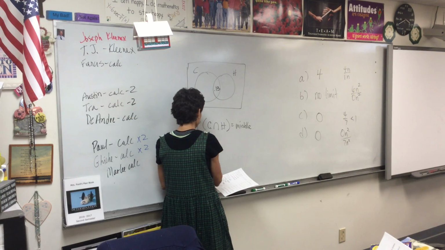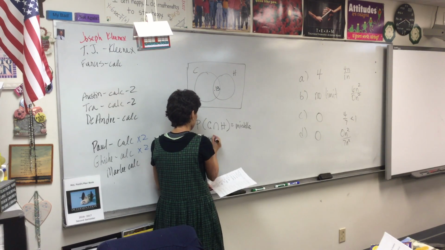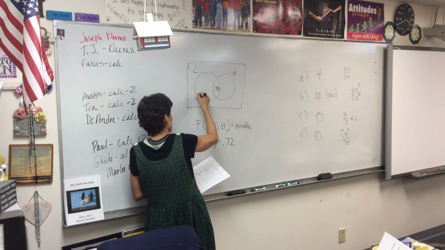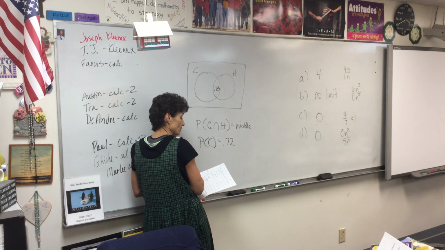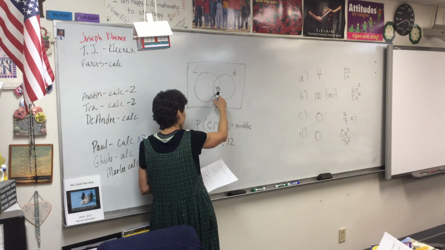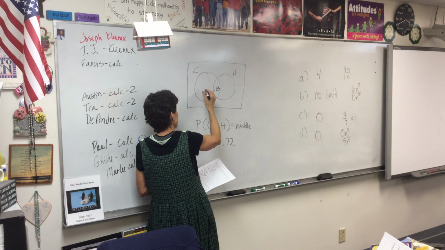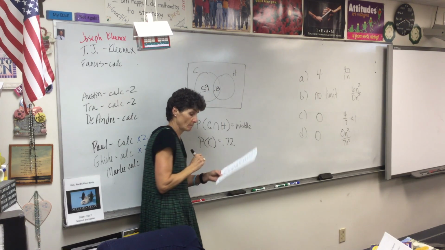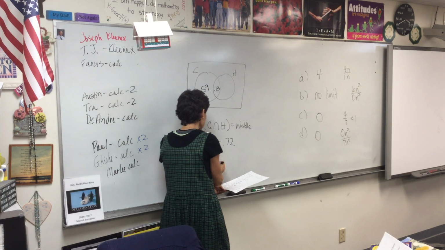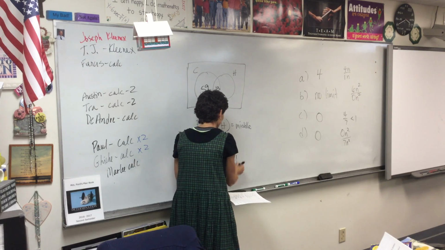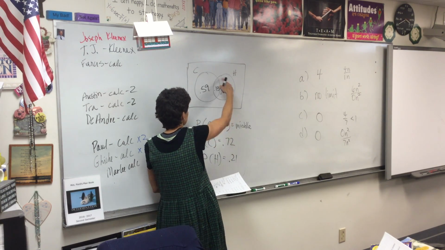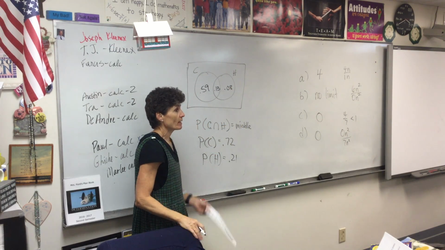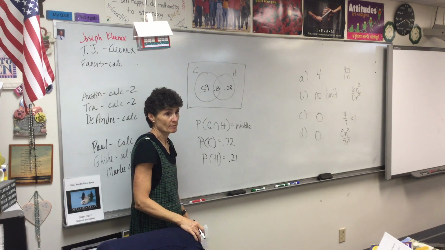Now, if the probability of C is 0.72, that means the whole circle is 0.72. Since 0.13 has already been taken care of, this must be what? 0.59? And the whole H is 0.21. 0.13 is already done, so this must be 0.08. Everybody okay with filling in the circles? You can't answer the questions without the circles.